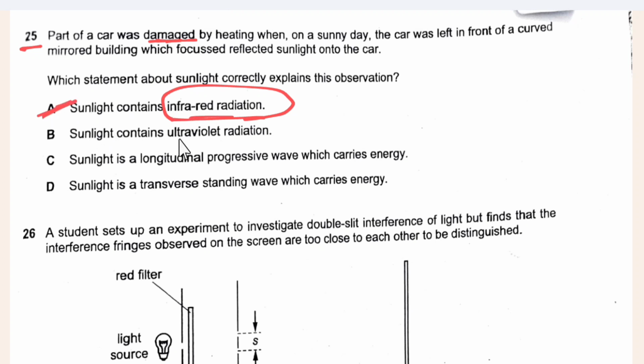And for the other statements, ultraviolet radiation usually causes skin cancer, but the main cause of heating is infrared radiation, so it would not be the answer. Then, sunlight is a longitudinal progressive wave. For sunlight, if we consider infrared or ultraviolet radiation, we know that they are transverse, so this is wrong. Then, sunlight is a transverse standing wave. This is not a standing wave, this is a progressive wave. So transverse progressive wave. The only correct option is A: due to this infrared radiation, heating occurred and the car is damaged.